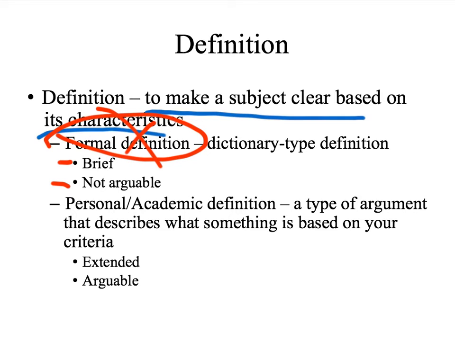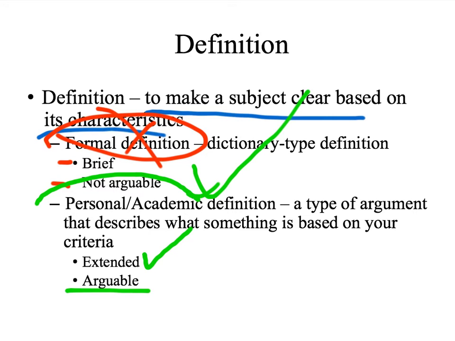So instead, what we're focusing on here is what we're going to call a personal or academic definition. These are a good thing. A personal or academic definition is a type of argument that describes what something is based on your own personal criteria. If it sounds opinion-based, in a way it actually is, and we'll talk about how that works in a little bit, but some things to keep in mind is that a personal or academic definition is going to be extended, and more importantly, it's going to be arguable. That's a big thing.